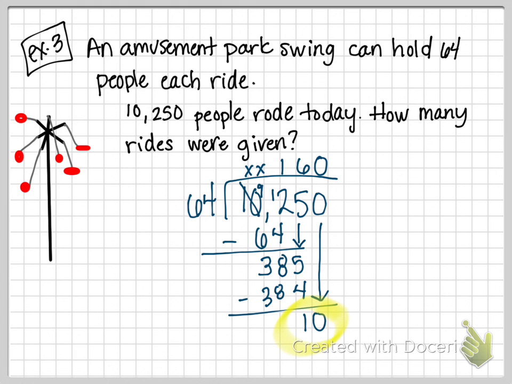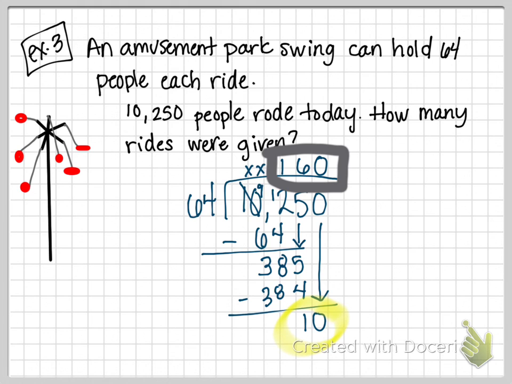So now think about this question. How many total rides were given if 10,250 people rode? Think about it. What do you think, Roger? 164. Close. What do you think, Sam? 161. You are correct. Very good. Look at this, you guys. We had 160 rides that were completely full with 64 people.